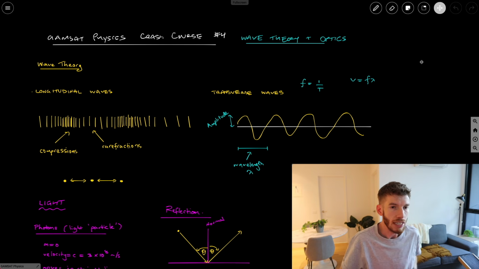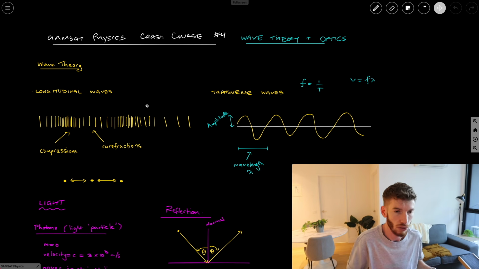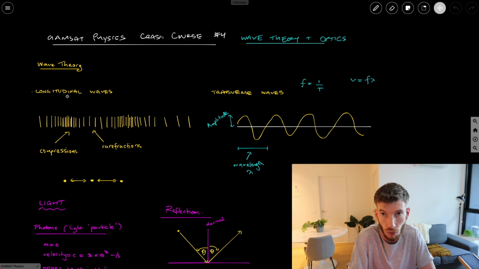So the first thing that we'll do here is go through wave theory. There's not really a lot that we need to go through. It's just familiarity with the two forms of waves and their features as well. So you can see we've got two types: longitudinal waves, and transverse waves as well.